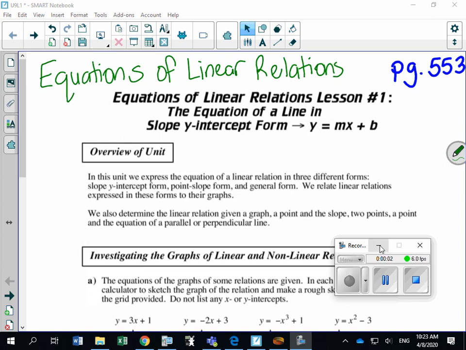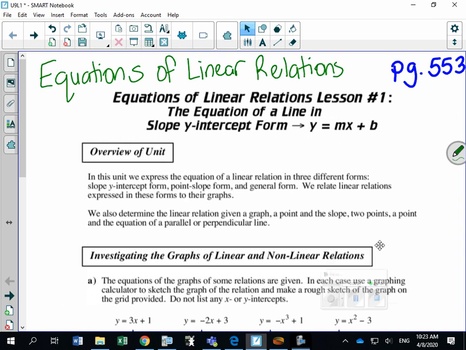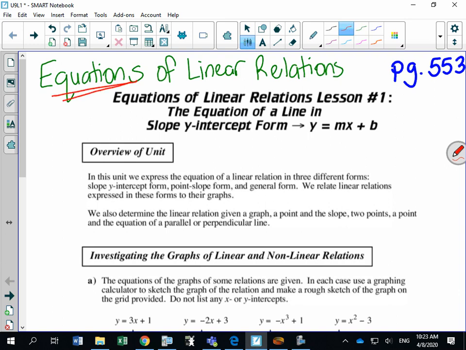Good morning, Math 10Cs. We are moving on to a new unit now, which is called Equations of Linear Relations. So this is going to be our second of 3 graphing units. And remember, an equation is going to have something with an equal sign. So y is equal to 3x plus 4. That's an equation.